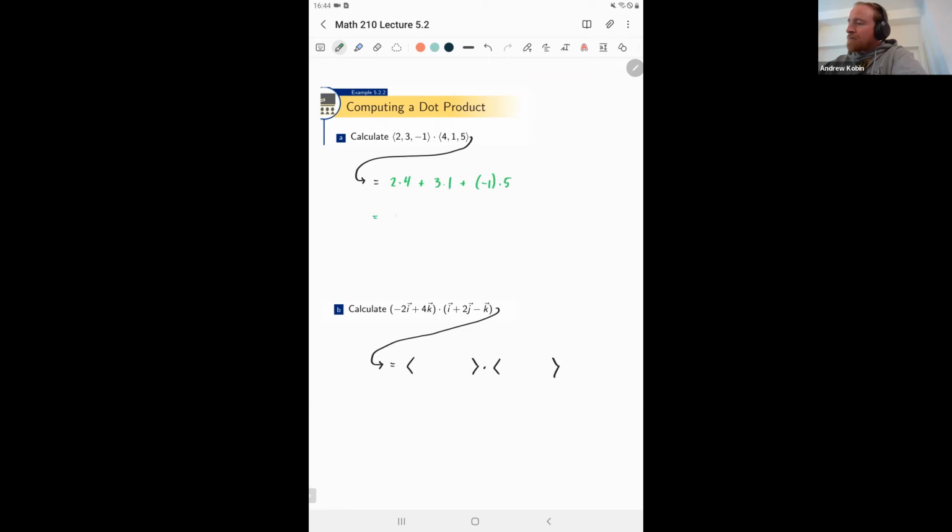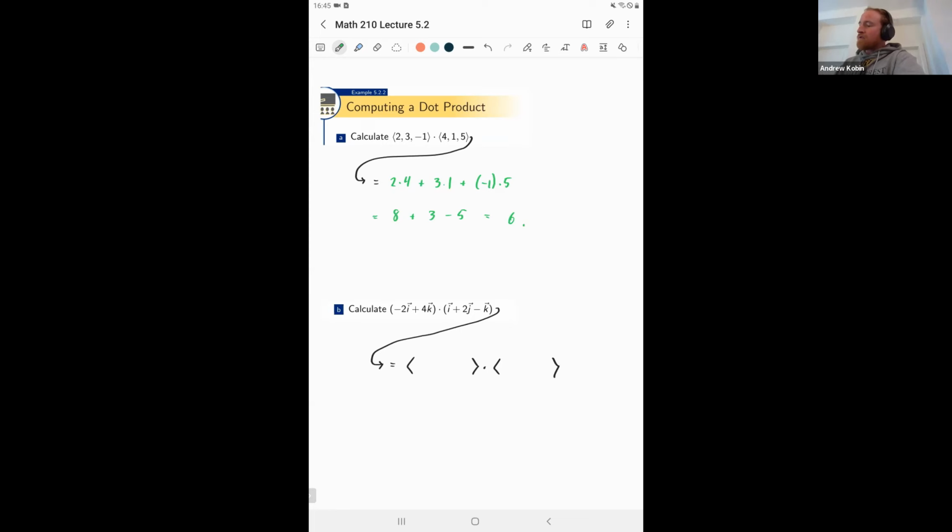And I'll just write it out in a couple steps. I'll get an 8, a 3, and a -5. And let's see, if I do my addition carefully, I should get a dot product of 6. So we don't know what this means yet, but these two vectors have a dot product of 6. So it's some way of measuring the relationship between these two vectors.